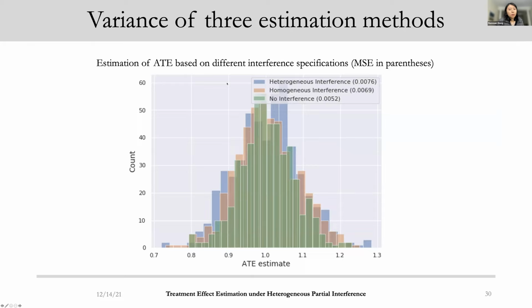We have seen the bias histogram in the intro part. Here we present the variance trade-off. When the data generating process does not have any interference, all three types of estimators are unbiased. And the mean square error is shown in the parentheses here. As we can see, the correct specification, in other words, the estimation approach assuming no interference, is the most efficient, followed by the one assuming homogeneous interference. And the least efficient one is the most general one, allowing for heterogeneous interference.